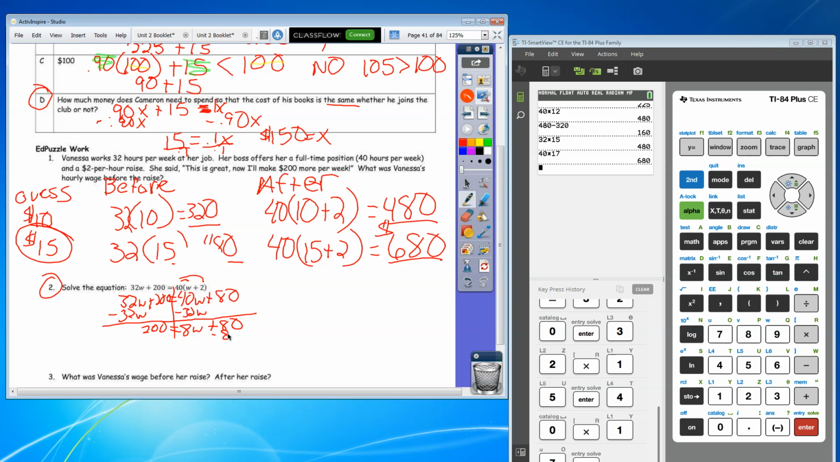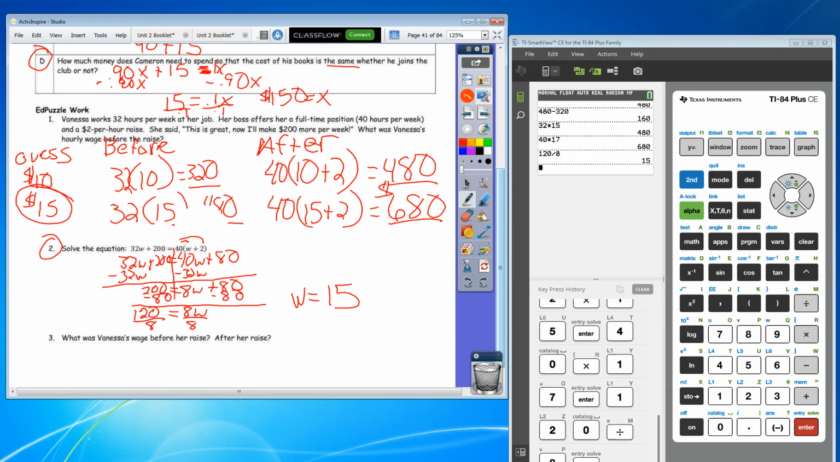I'm going to subtract 80, so I get 120 equals 8W. Now I'm going to divide by 8, and 120 divided by 8 is 15. So W equals 15. So the question is, how is what we did over here similar to the equation that was given to us right here?